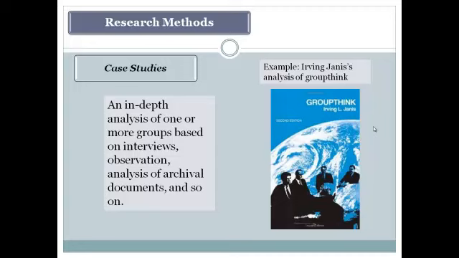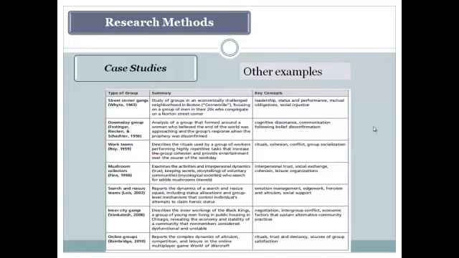So Janis argued that it was groupthink that led to this kind of poor decision making by people who were pretty smart but still made a dumb decision. But we'll talk more about groupthink as we get to the chapter on decision making. So here are some other examples of case studies that were discussed in the book. With the case study of the guy who joined up with the gang and observed their behavior and interviewed them, that's an example of a case study, as well as these others here.